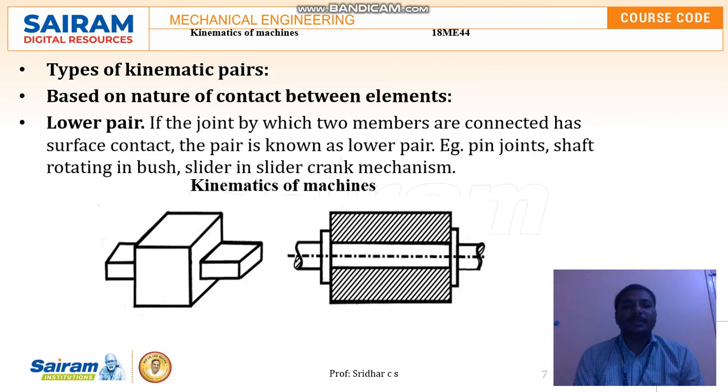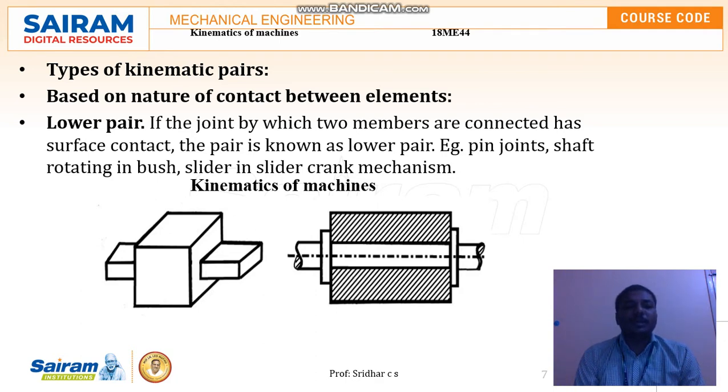it is further classified into the lower pair, higher pair, rolling pair, helical pair and spherical pair. So we have different types of pairs classified based on the nature of contact between the elements. First we're going to see them one by one, along with the diagram. First, the lower pair.